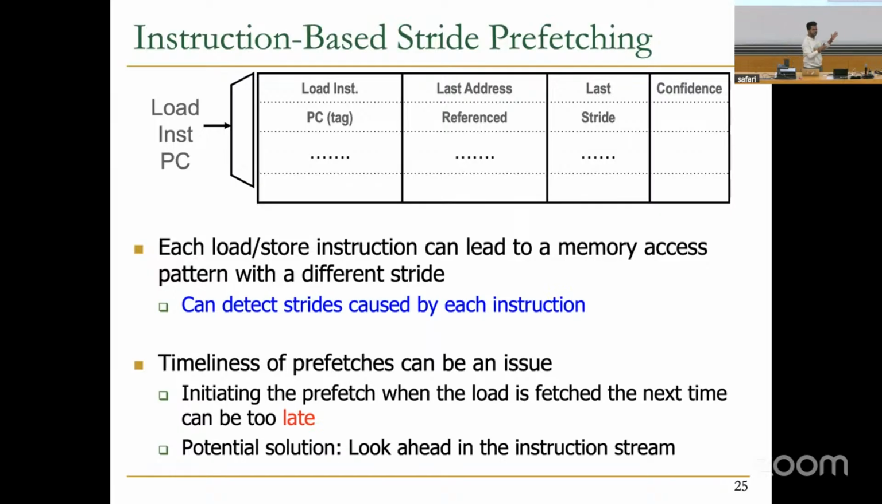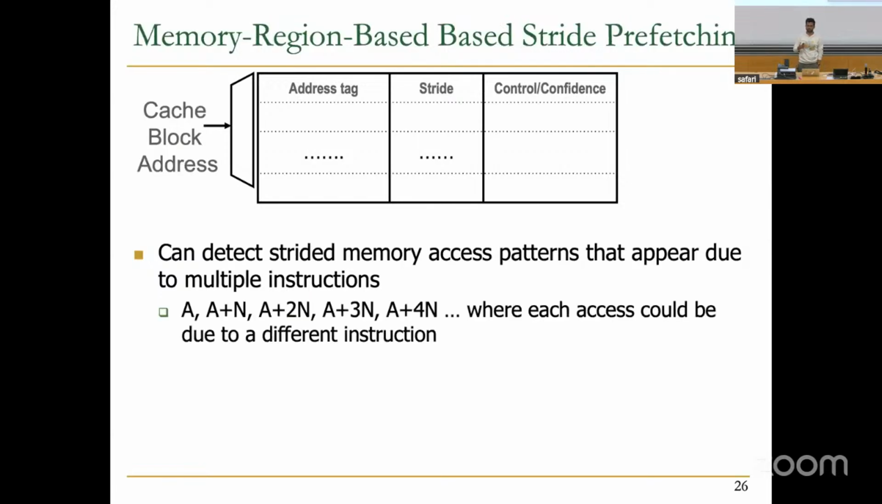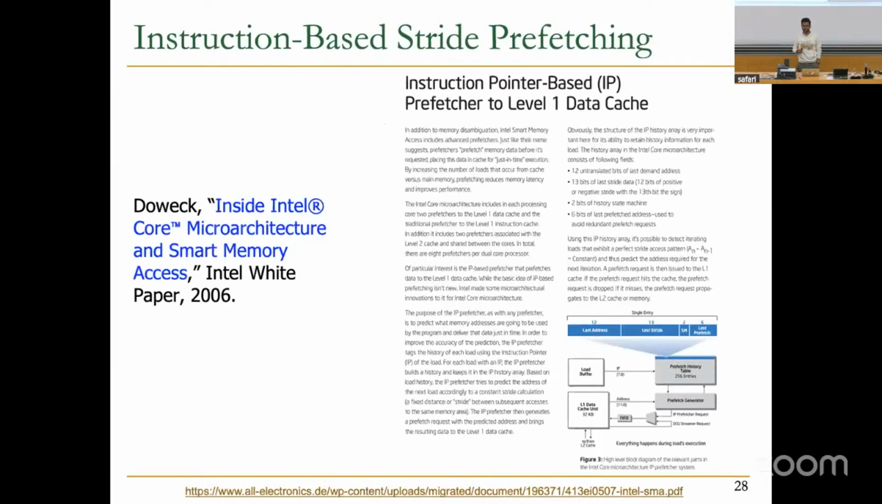So if you're seeing A, then you are going to predict, let's say, A plus N, A plus 2N, A plus 3N, A plus 4N, and so on and so forth. Okay, so that's one implementation of a stride prefetcher. Another implementation can also be memory region-based stride prefetching, which I'm not going into much detail on.